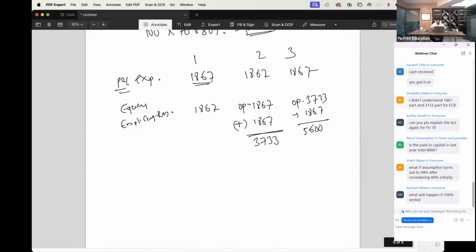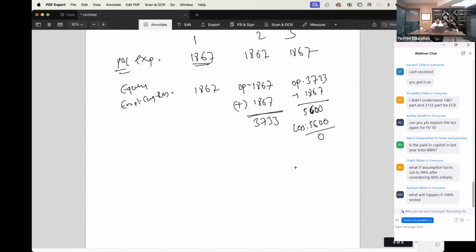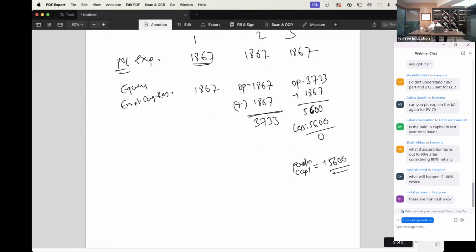Now what you do is, if the shares are issued to them in the third year, then you say less 5600. I don't need that reserve anymore. This is 0. And then your number of shares have gone up. So you need to increase paid in capital, equity share capital. And that amount gets increased by the transfer of this amount of 5600. That's what happens. Are these non-cash expenses? Yes, they're non-cash expenses. What will happen if they're 100% vested? Then it's change in accounting assumption. You adjust your number of reserve that year.